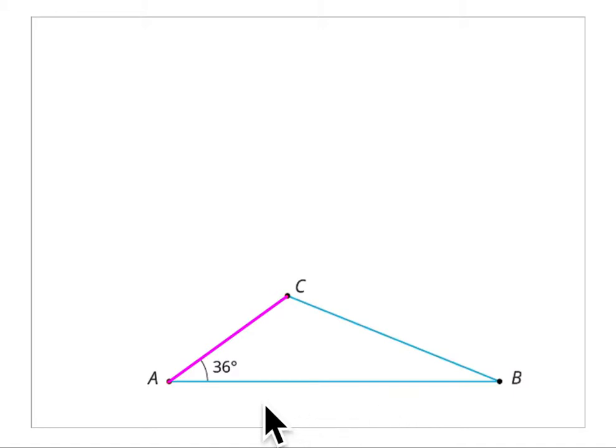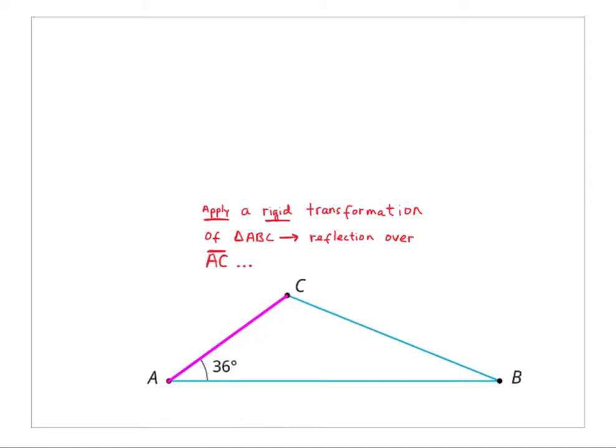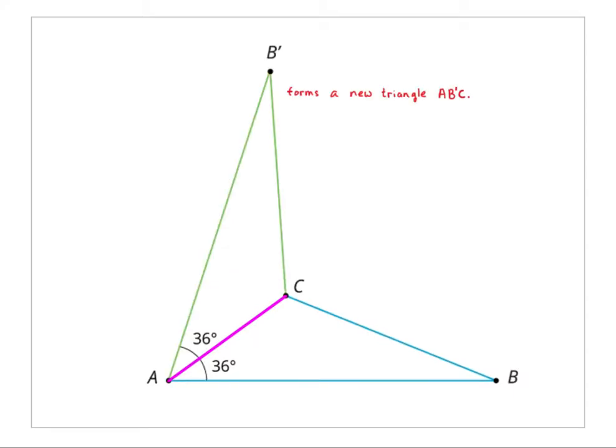So for example, if I reflect this triangle over this line of reflection, which is AC, so reflected over AC, then point B is going to move in a perpendicular direction to the line of reflection. So it's going to move at a right angle, and it's going to be an equal distance on the other side. So B prime, the image of B, is going to land here. So it forms a new triangle, A, B prime, C.